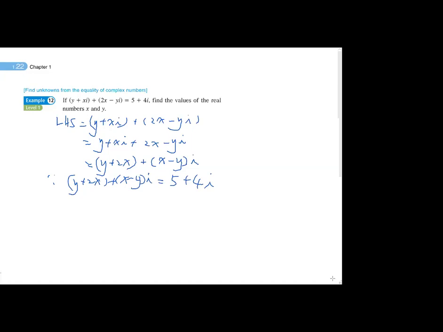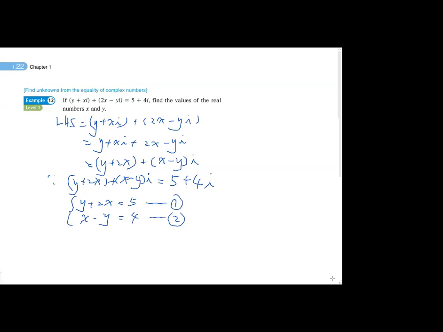Then we will use our knowledge that their real parts are equal: y plus 2x is equal to 5. And their imaginary parts are also equal: x minus y is equal to 4. In this case, we will have two equations and two unknowns, so we are going to use the technique of simultaneous equations. Label them equation 1 and 2, and then use the method of substitution or elimination to cancel out one of the unknowns.